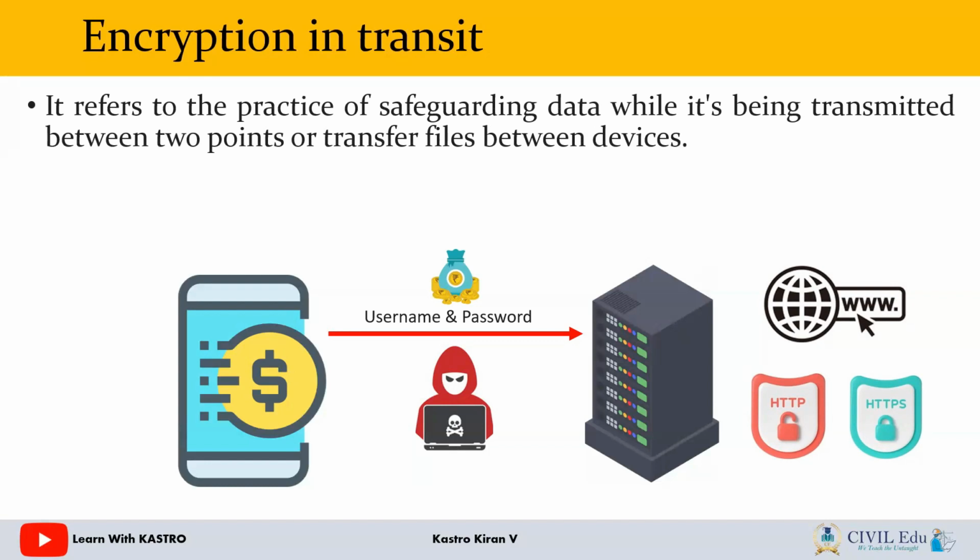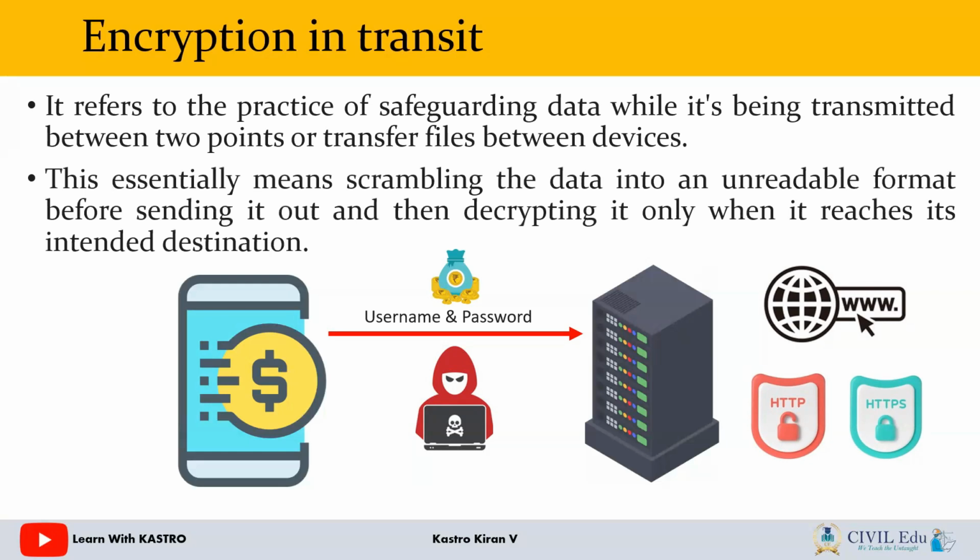So it basically refers to the practice of safeguarding data while it is transferred between two different points. Here, the two points are the mobile application and the servers. When you enter the data in your mobile application, it will go and connect to the servers. The username and password will go and connect to the servers. In this case, the hackers can access this data. So to safeguard your data, we use encryption in transit.